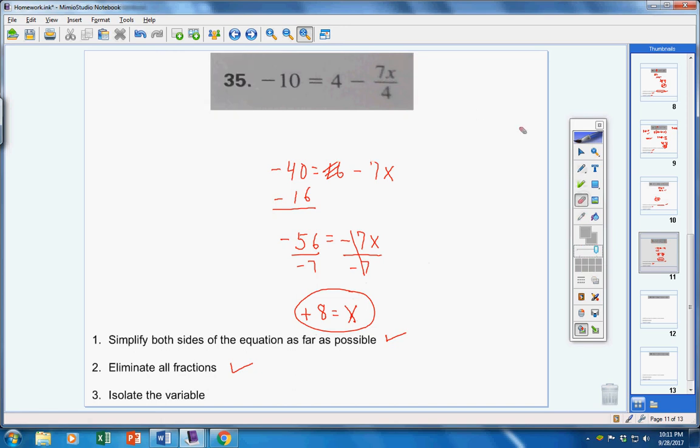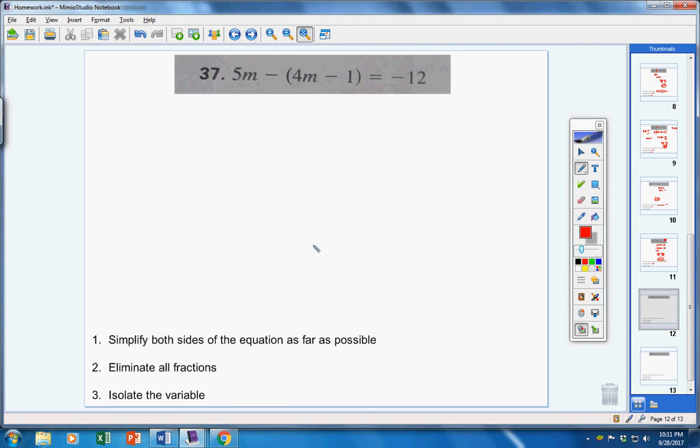Now, let's check it. Here's an x, I'm going to put an 8. 7 times 8 is 56. 56 divided by 4 is 14. So I have 4 minus 14, or positive 4, negative 14, which is negative 10. Okay? Alright, number 37.